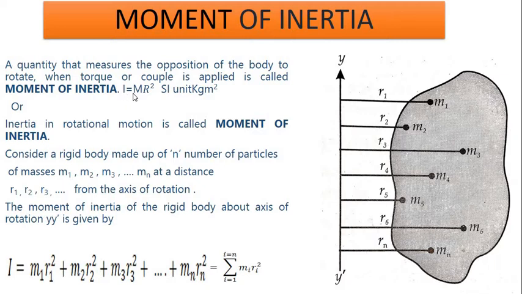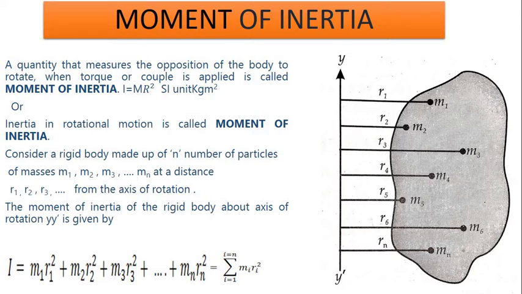It is measured as the product of mass and square of the distance from the axis of rotation, that is I is equal to mr square. It can also be stated as a quantity that measures the opposition of the body to rotate when torque or couple is applied. When you apply an external force, the body rotates. Something which opposes that rotation is called moment of inertia. It is denoted by I.